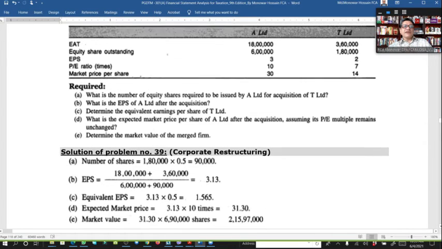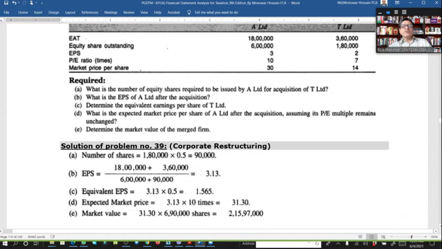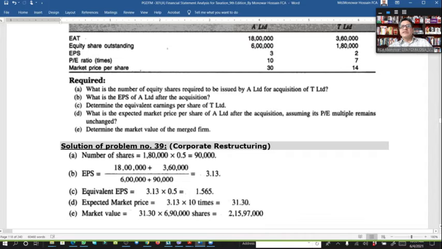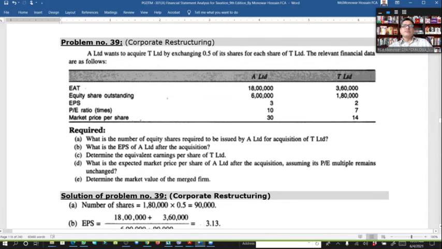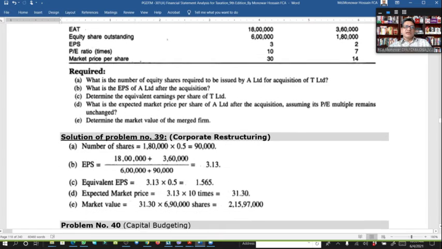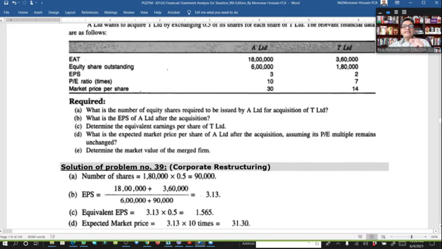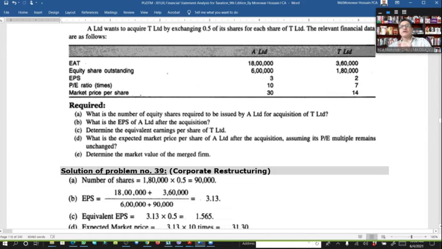So here are 5 calculations. What is the number of equity shares required to be issued by A Limited for the acquisition of T Limited? So look, it's very simple. The number of shares of T Limited is 1,80,000, but the condition is that they should exchange 0.5 shares of A Limited. So 0.5 gives 90,000. So 90,000 shares should be issued by company A for acquiring company T.